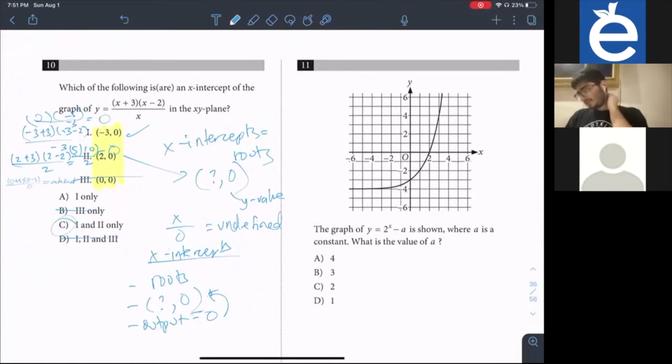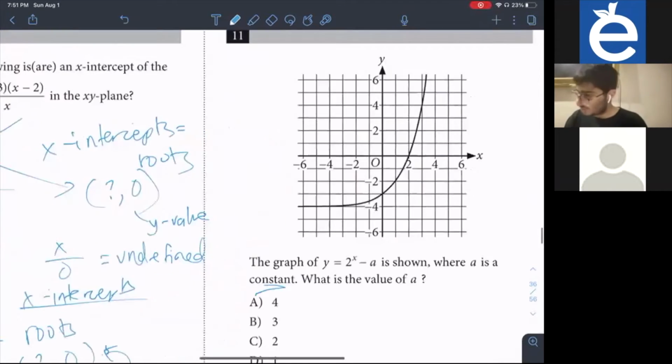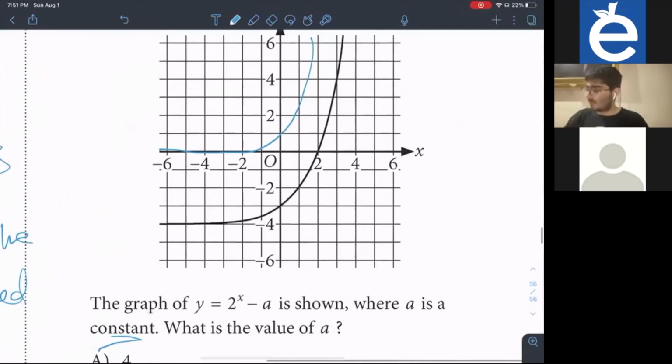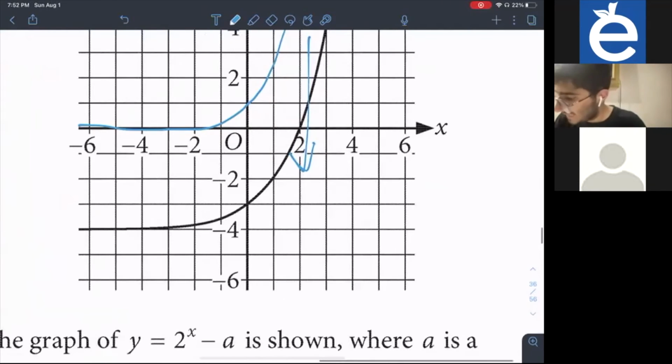The graph of y is equal to 2 raised to the x power minus a is shown, where a is a constant. What is the value of a? So generally, the graph looks something like this. And like I said before, there's a vertical translation or a vertical shift because it shifts downward, but it stays in the same position. So if it goes down, we could do 1, 2, 3, 4.